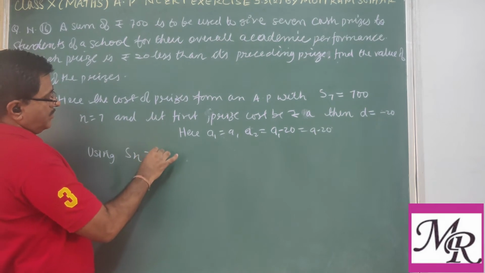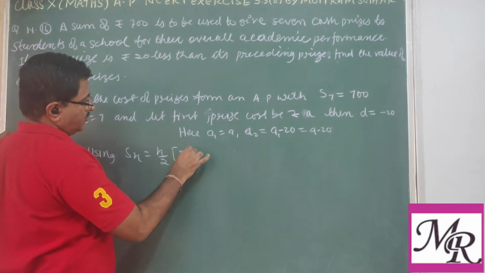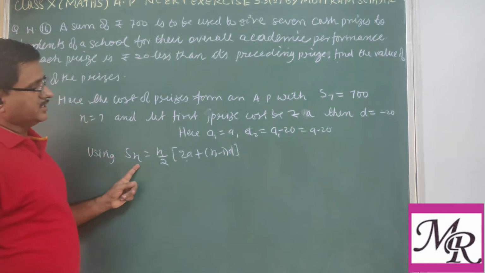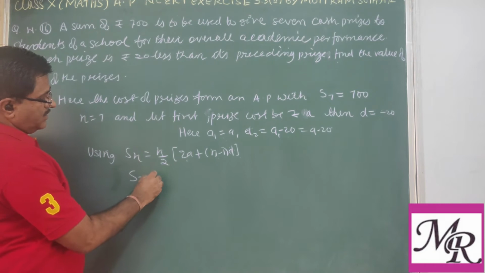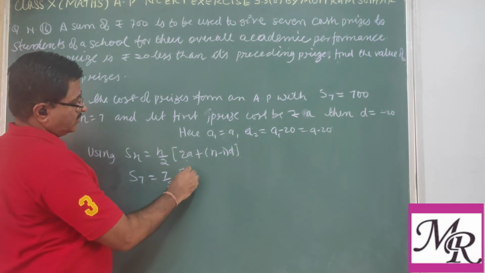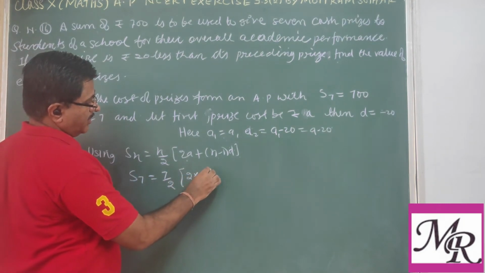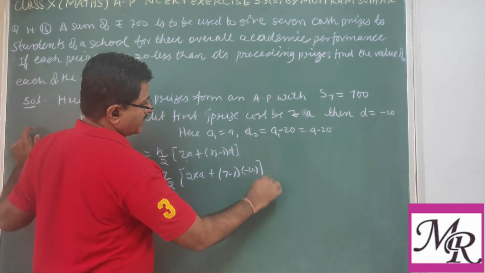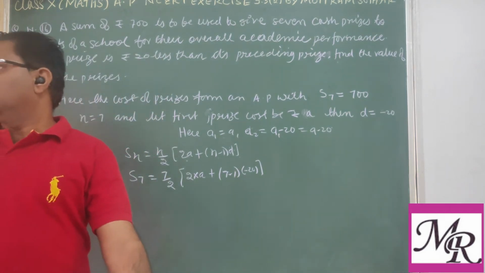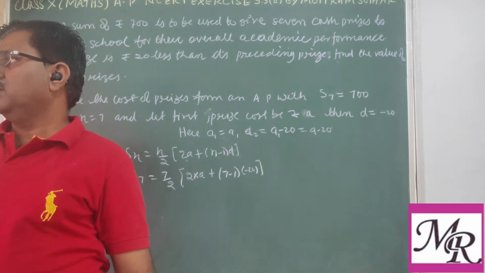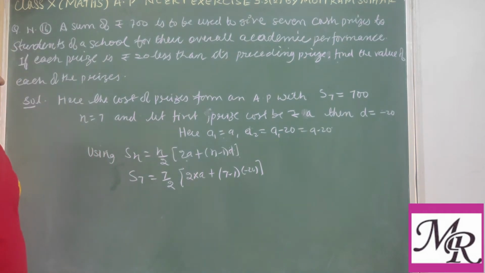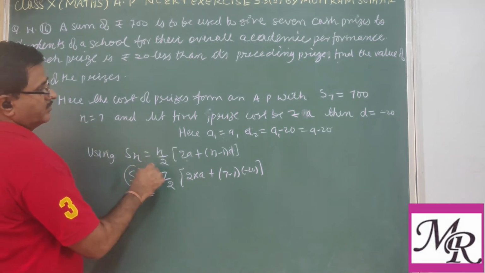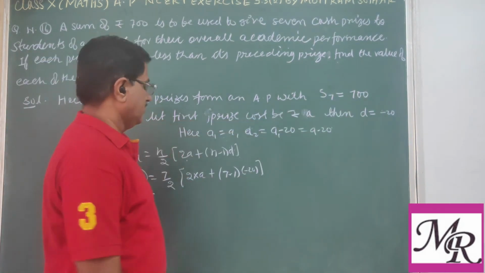So using the formula, Sn, the sum of n terms, is n by 2 times 2a plus n minus 1 into d. Here n is 7, so S7 is 7 by 2, 2 into a, which we want to find, and d is minus 20, because the cost of each prize is decreased. Clear? So second term minus first term. S7 is already given.